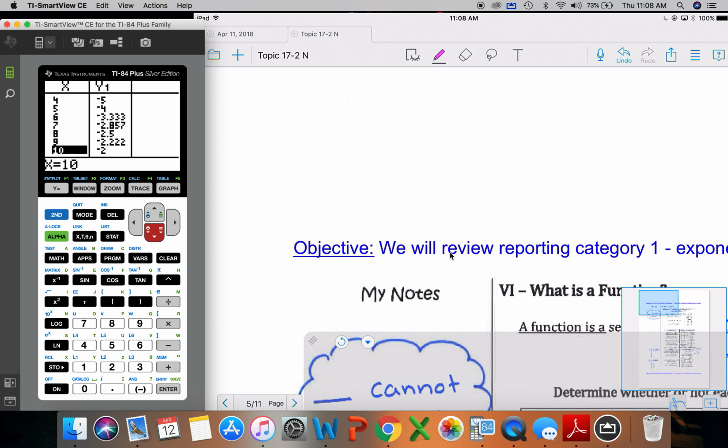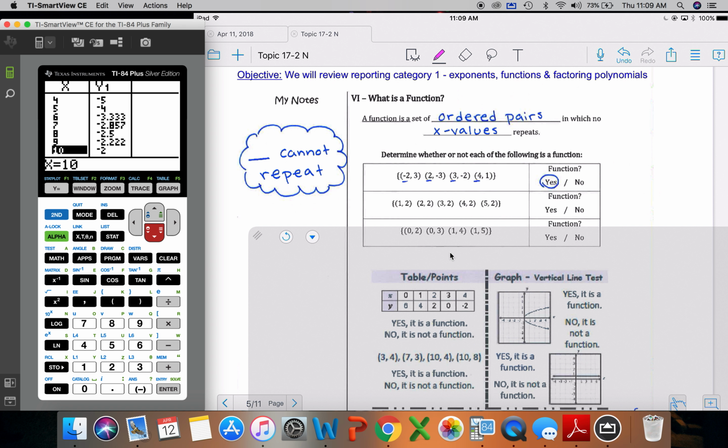Next in this reporting category, we move on to functions. Functions are fun because you only have to look at one tiny little piece to decide yes or no. So a function is a set of ordered pairs in which no x values repeat. So your x's cannot repeat. If any of your x values repeat, that is a problem.